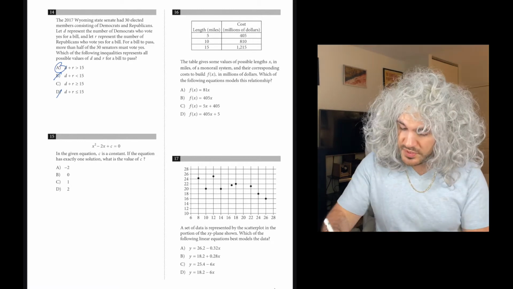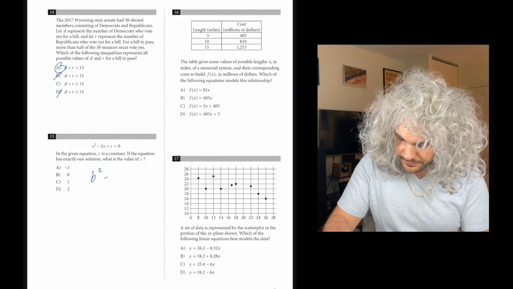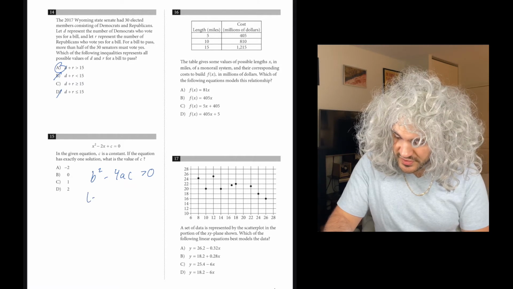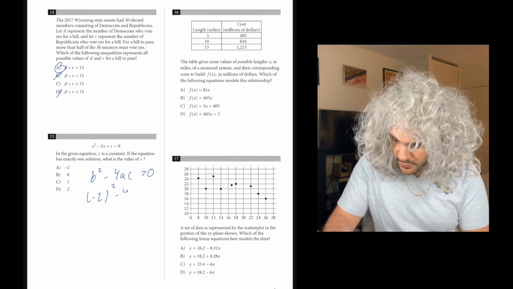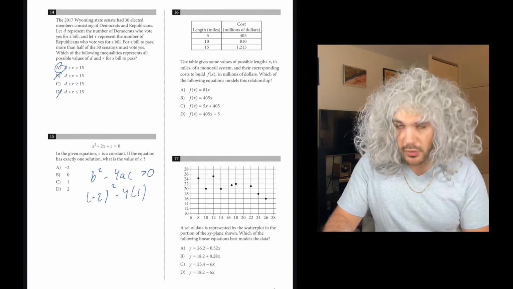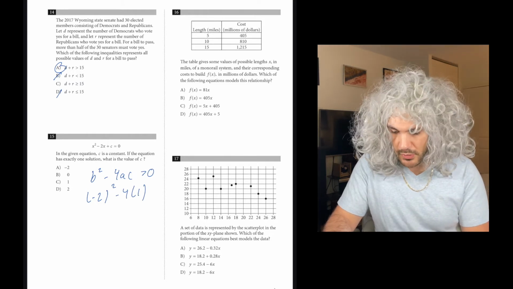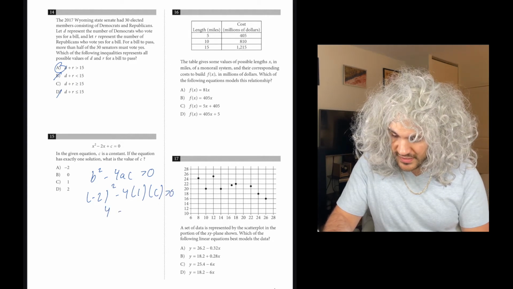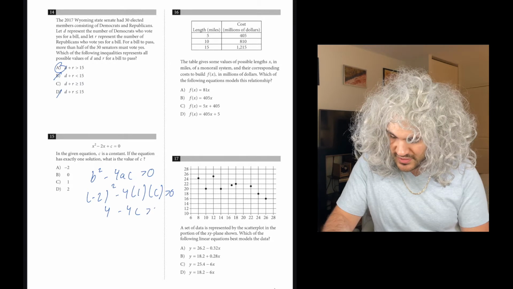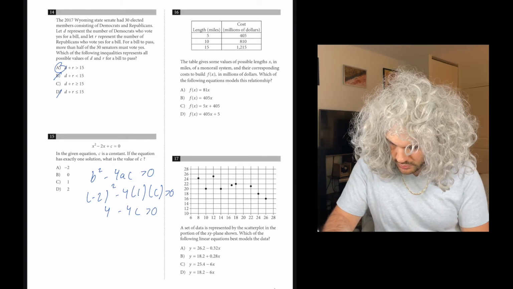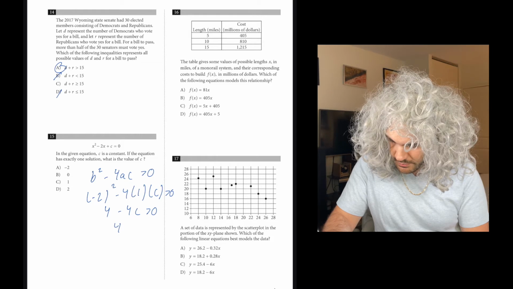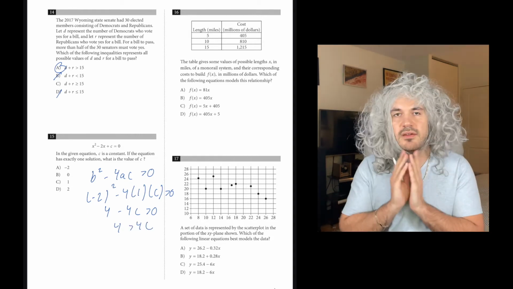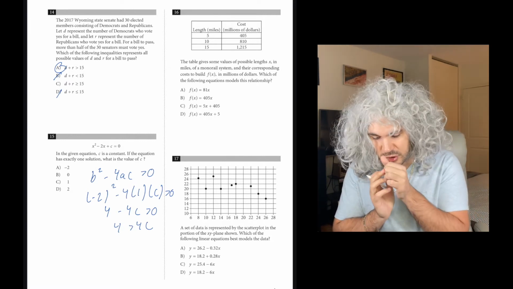So we're going to do b squared minus 4ac. This has to be bigger than 0. B is negative 2, so it's negative 2 squared minus 4 times 1, because the coefficient of the x squared is actually a 1, it's not a 0, times c has to be bigger than 0. So 4 minus 4c has to be bigger than 0. So 4 must be bigger than 4c. So we have to pick whatever value makes this true.